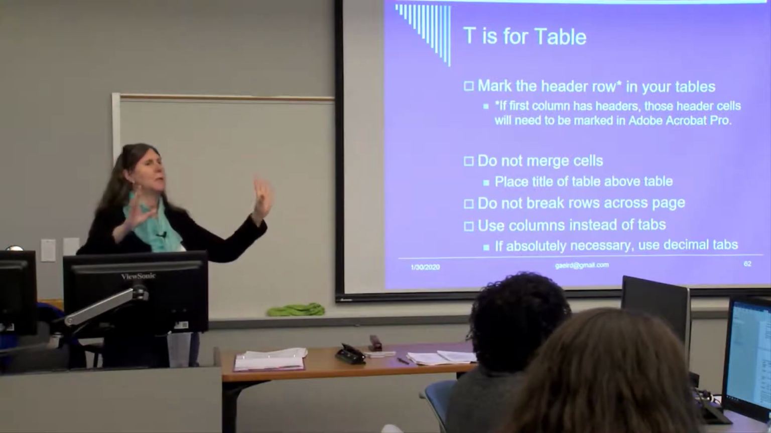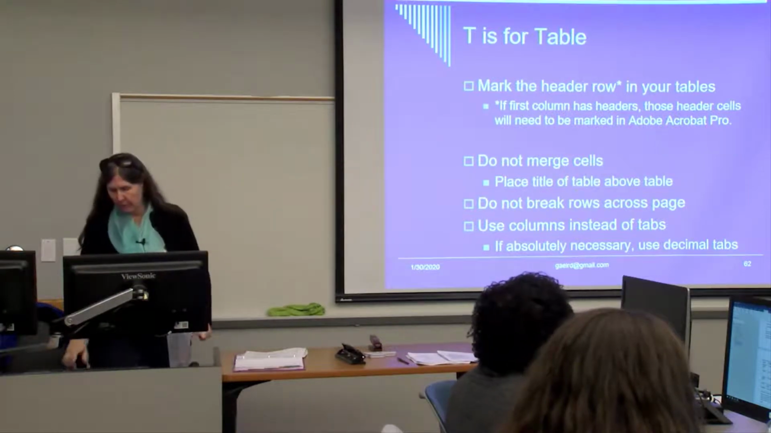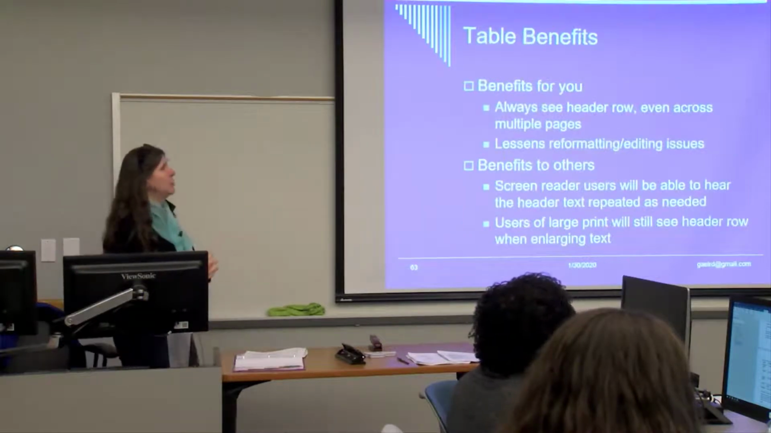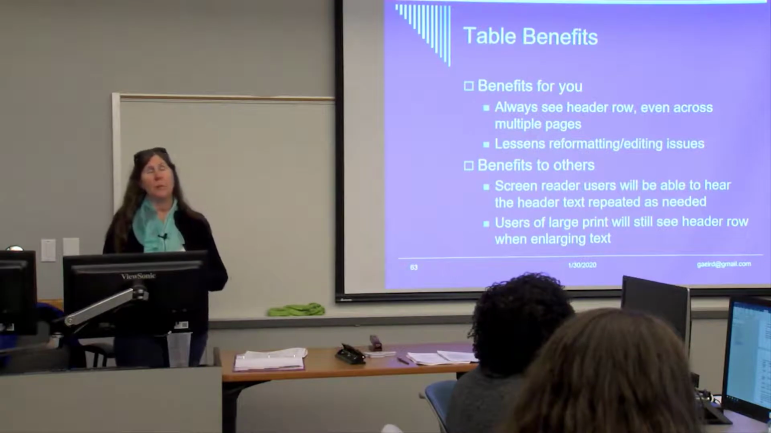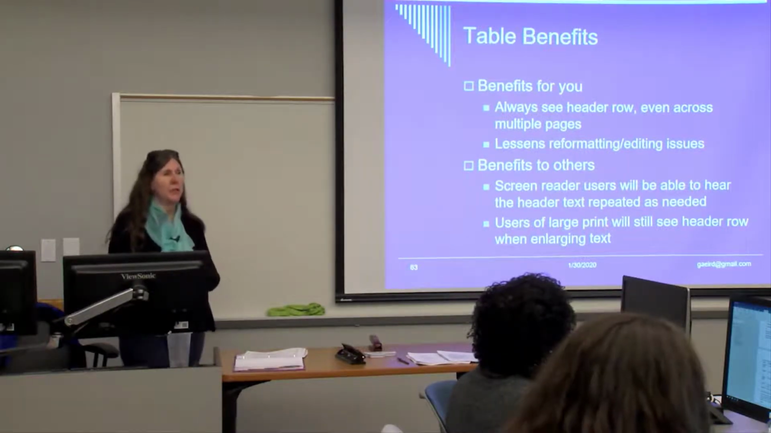You just select them and make them into columns. Much better than doing the tab, tab, tab thing. I will show you how to do that. Very, very simple. Having that header row marked, which is what accessibility is all about, allows you to see the header row at the top of every single page of the table.